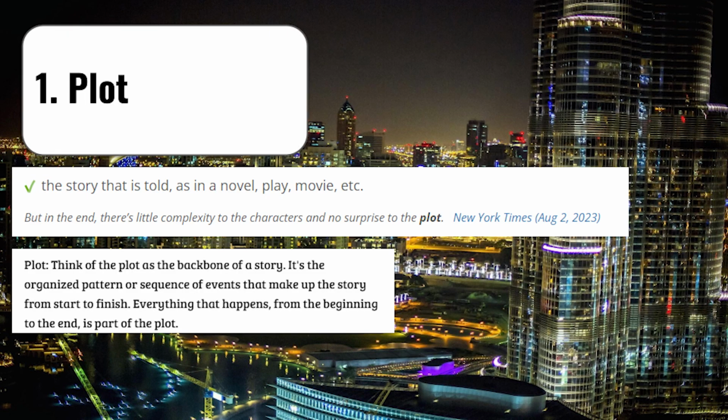The definition is that a plot is the story that is told as in a novel, play, movie, etc. Think of the plot as the backbone of a story. It's the organized pattern or sequence of events that make up the story from start to finish. Everything that happens in a story from the beginning to the end is part of the plot.